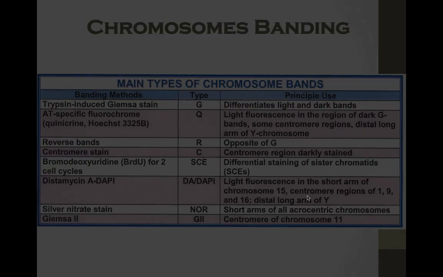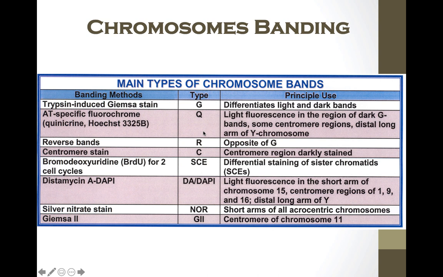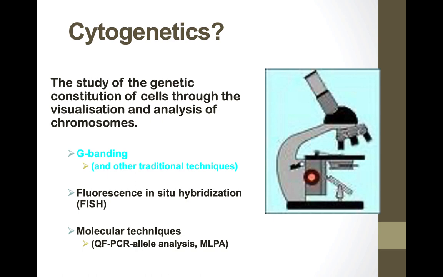So, the main types of chromosome bands: G is trypsin-induced Giemsa stain, Q is AT-specific fluorochrome, then reverse bands, and centromere bands, with centromere regions darkly stained. This is everything that we just mentioned. DAPI is a type of stain that usually has an affinity for the nucleus. Okay, enough to know here. This definitely is for studying. So, this is G banding and other traditional techniques.